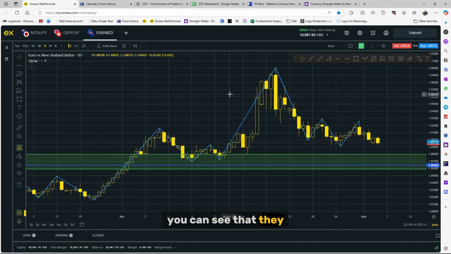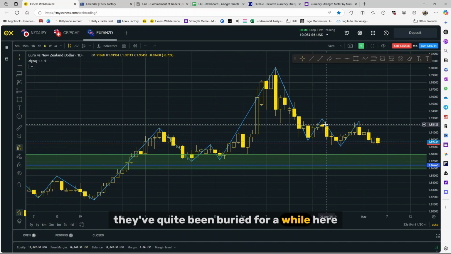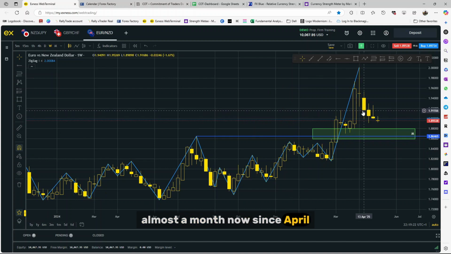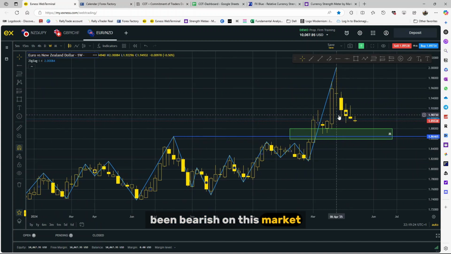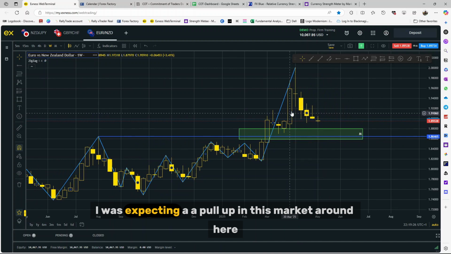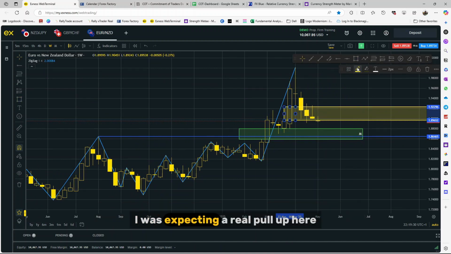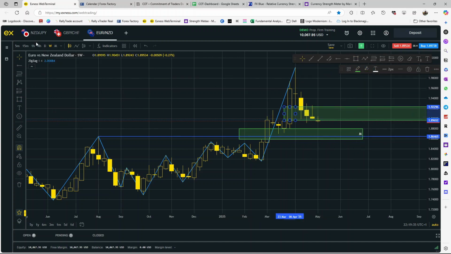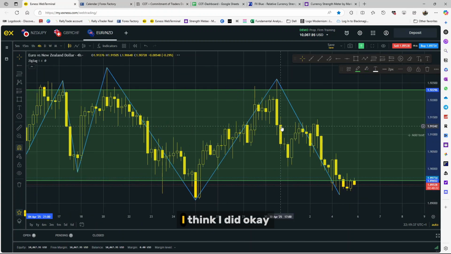You can see that they've quite been bearish for a while here, over a couple of days, probably a month or so, almost a month now since April. Been bearish on this market. I was expecting a pull up in this market around here. I was expecting a real pull up here. I think I lost some money last week in this trade, probably. I think I did.